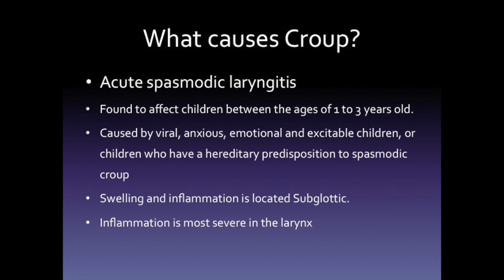Acute spasmodic laryngitis is found to affect children between the ages of 1 and 3 years old. Caused by a virus, or anxious children, emotional children, or excitable children, or children who are hereditarily predisposed to have spasmodic croup. Swelling and inflammation is located in the subglottis.